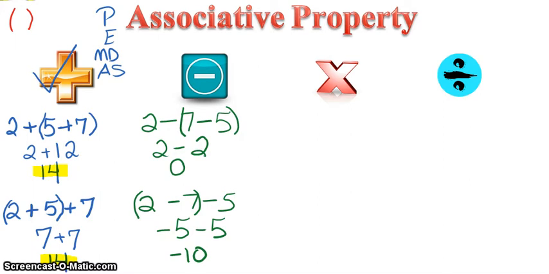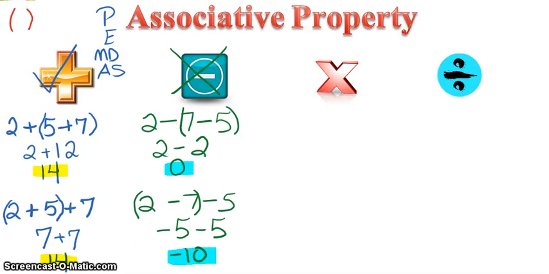Okay. Did we get the same result when we moved parentheses around subtraction? No, we did not. We got 0 the first time, negative 10 the second time. So that means that the associative property does not work for subtraction. You cannot move parentheses around subtraction signs and get the same result.